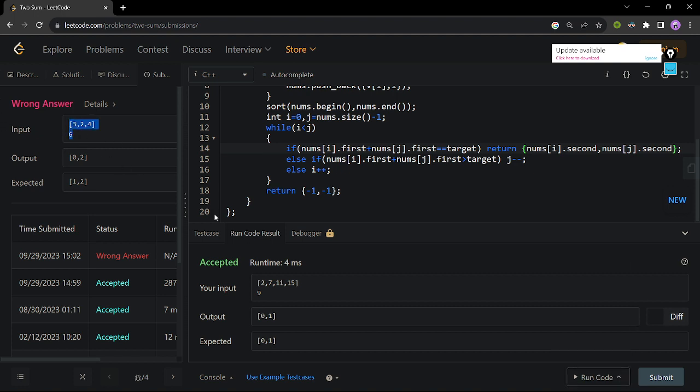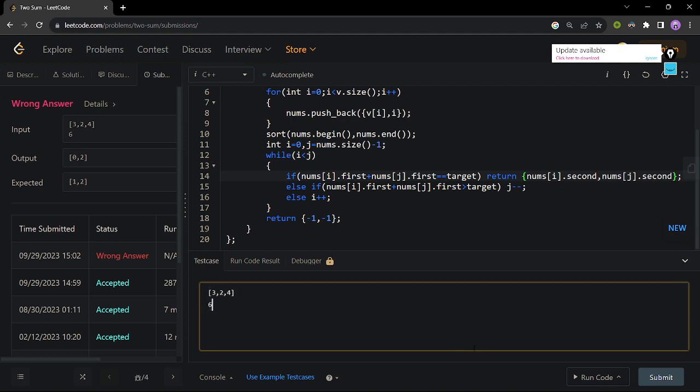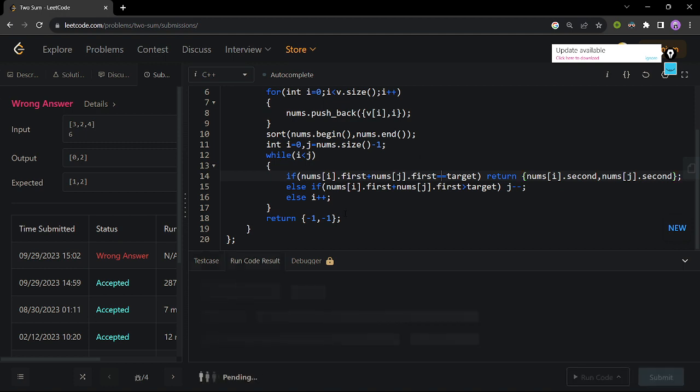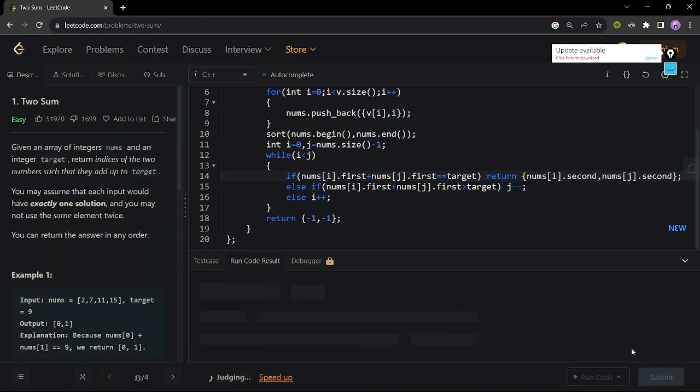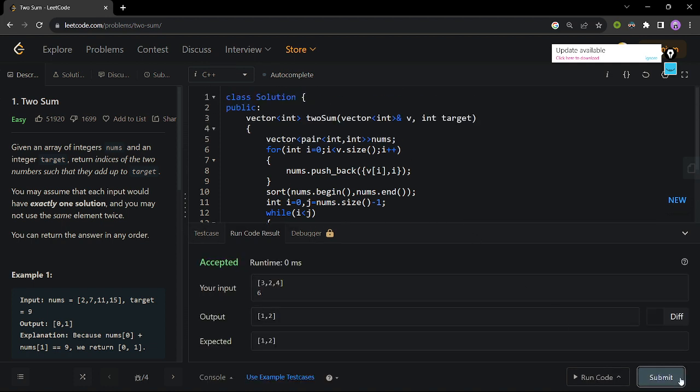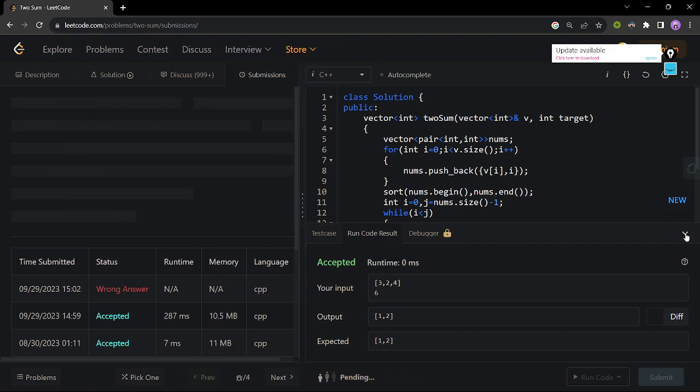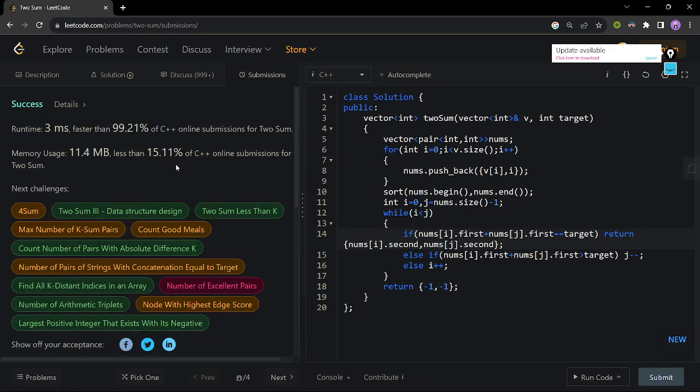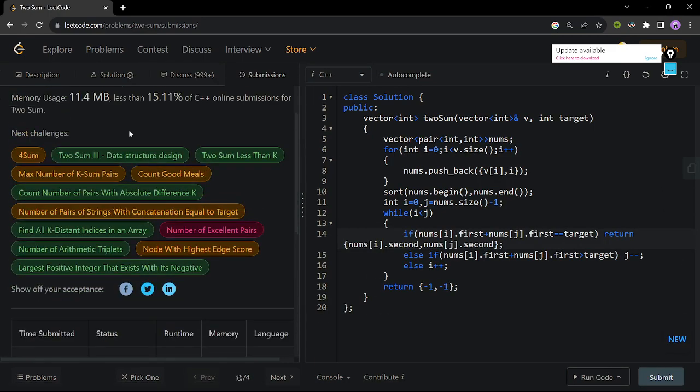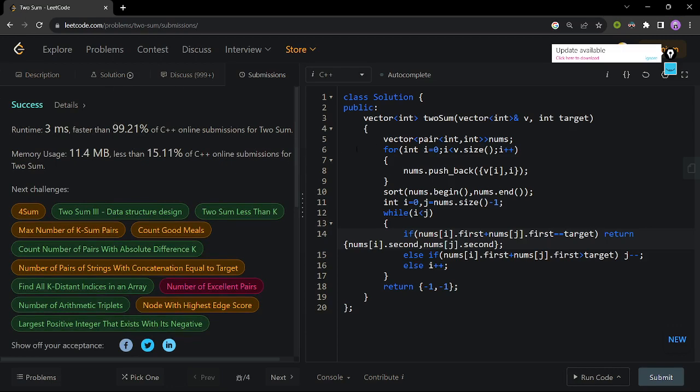Let me check for this case. I think now it will give the correct answer. Okay, let me submit. Let me try to submit it, but it took extra space, so I don't think there will be any better solution for this.